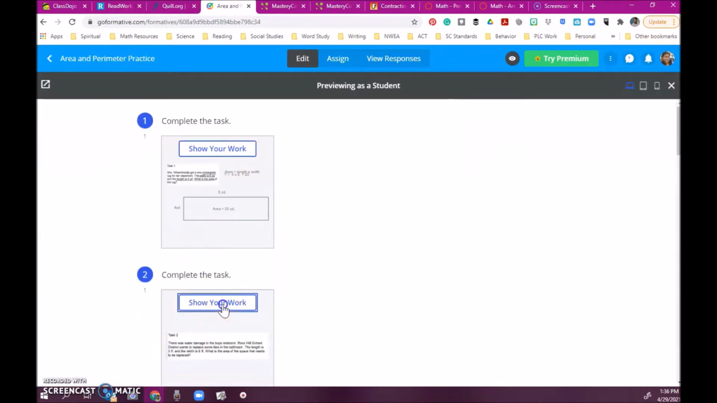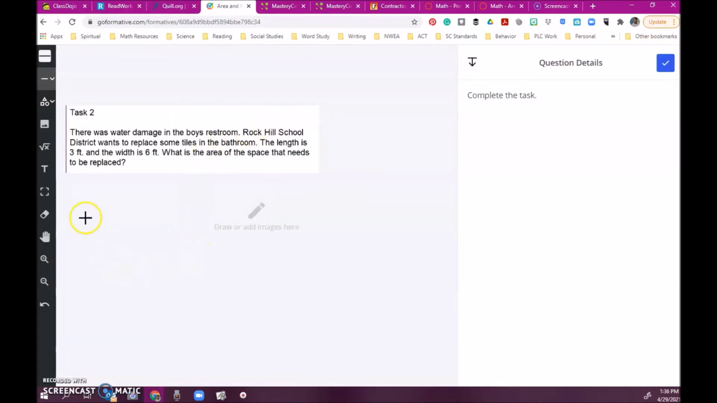And moving on to number 2. Here's task 2, and again I'm going to pull out that important information. There is water damage in the boys' restroom. Rock Hill School District wants to replace some tiles in the bathroom. The length is 3 feet and the width is 6 feet. What is the area of the space that needs to be replaced? So the question I have to answer is, what is the area?